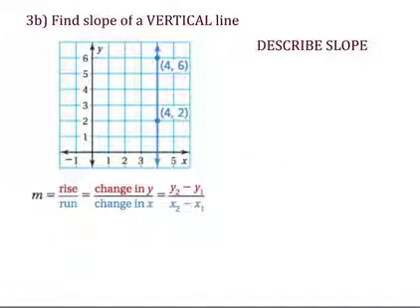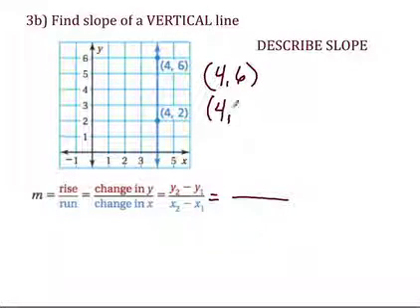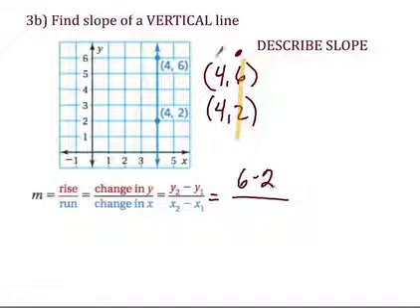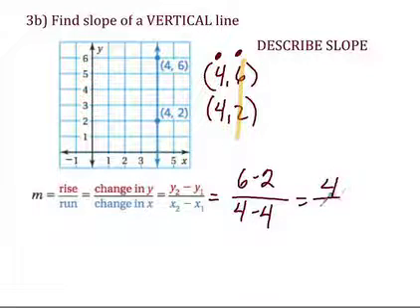Find the slope of a vertical line. So we can do rise over run or subtract the 2 points. It doesn't matter which method. Here are my 2 points. So I want to do the y coordinates first. That's your numerator. So start here. 6 minus 2. We'll do the x coordinates. 4 minus 4. So we get 4 over 0.